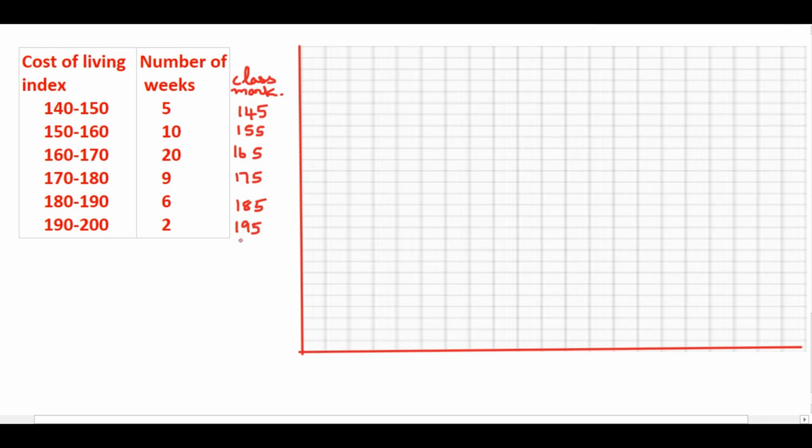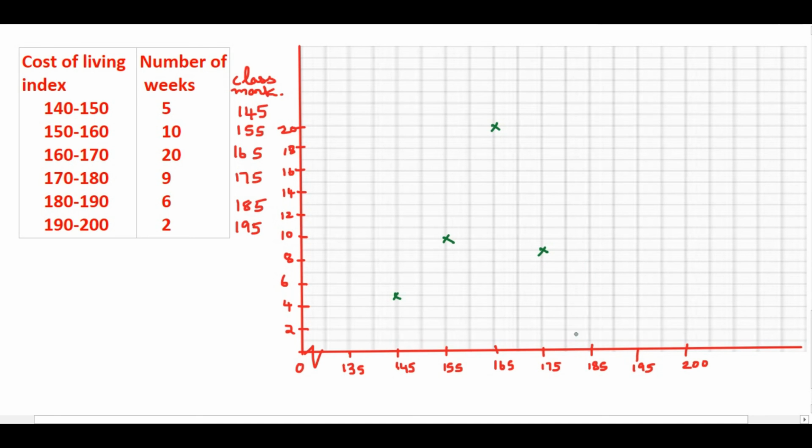Now we need to mark the class mark on the x-axis and the frequency on the y-axis. Now we will plot the points. 145, it is 5. So 5 we need to mark. Again 155, the corresponding frequency is 10. 165, the corresponding frequency is 20. 175, the corresponding frequency is 9. 185, it is 6. And finally 195, it is 2.